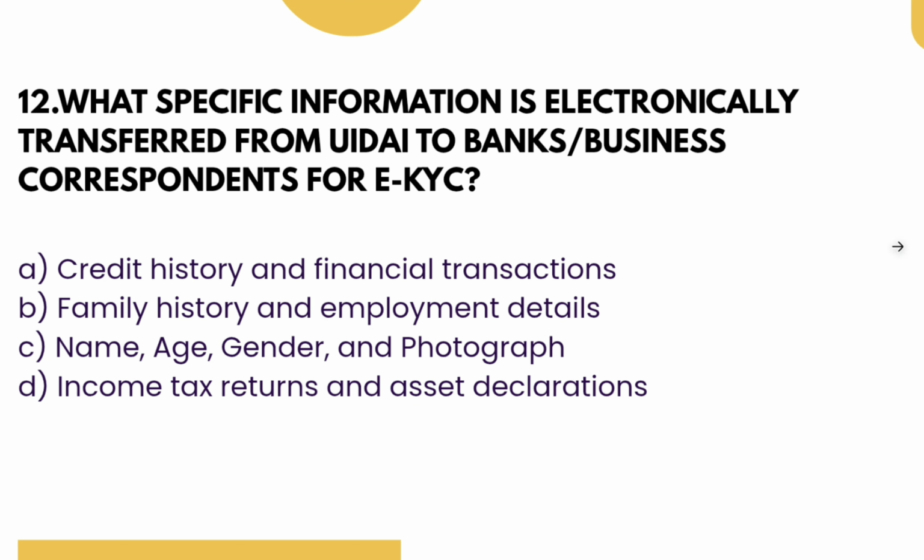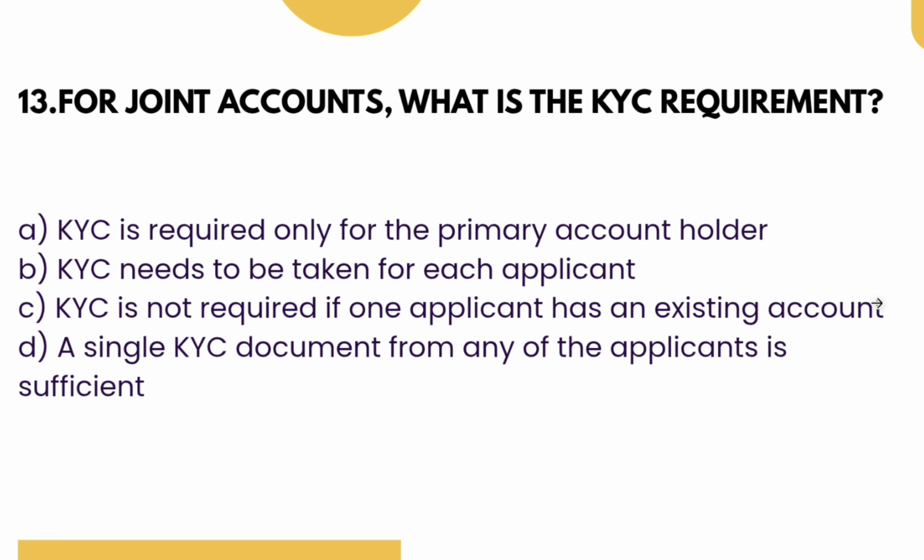Next question. What specific information is electronically transferred from UIDAI to banks or business correspondents for eKYC? Now, the options are A. credit history and financial transactions, B. family history and employment details, C. name, age, gender and photograph, or D. income tax returns and asset declaration. The answer is C.